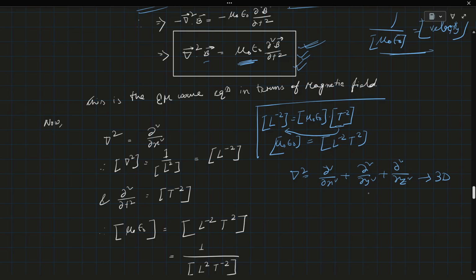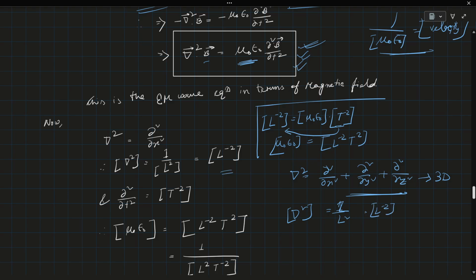But in 1D, I can neglect these two terms. So del square can be written as 1 by del x square. As you can see, what is the dimension of del square? If del square is 1 by del x square, then the dimension of del square will be 1 by L square. So I can write L to the power minus 2. Here I have written this.